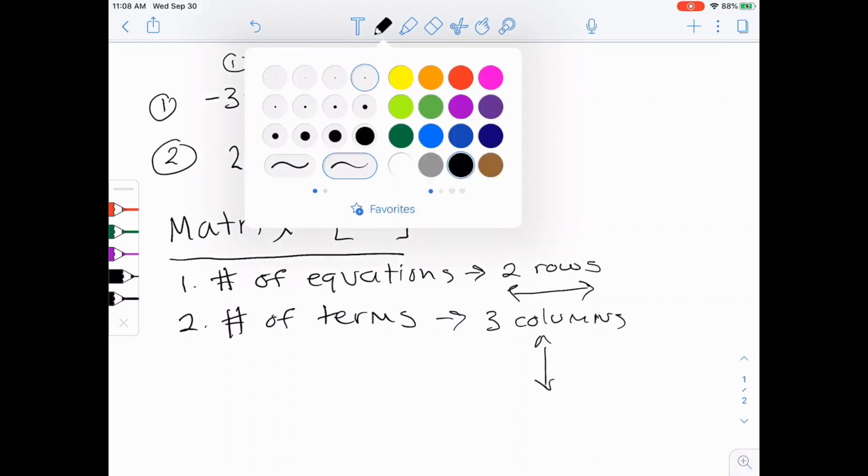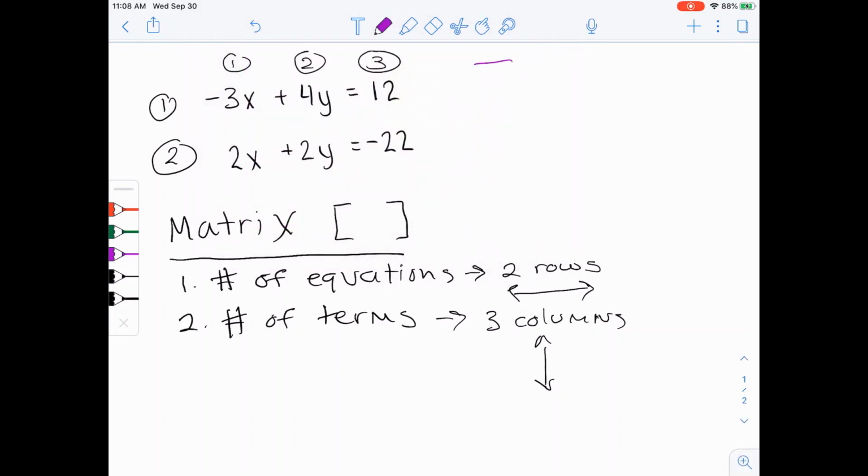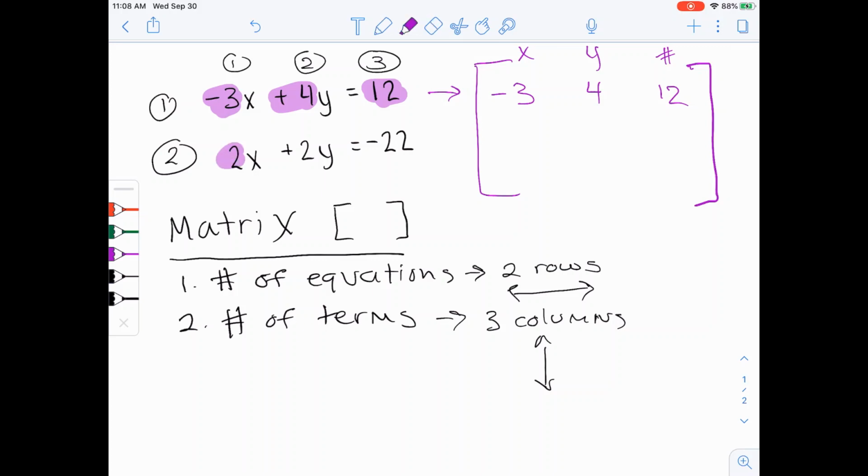So let me build my matrix. I'm going to have 2 rows and 3 columns. Column 1 should be the coefficient of the x's. Column 2 is the coefficient of the y's. And column 3 is just my constants or my numbers. So let's fill in our coefficients. Those are all of the coefficients of the first equation. Now let's look at our second one.